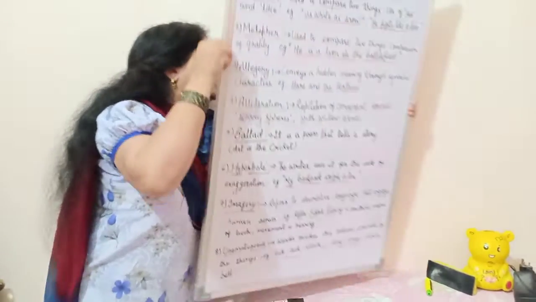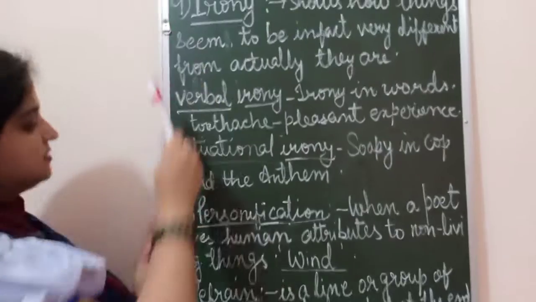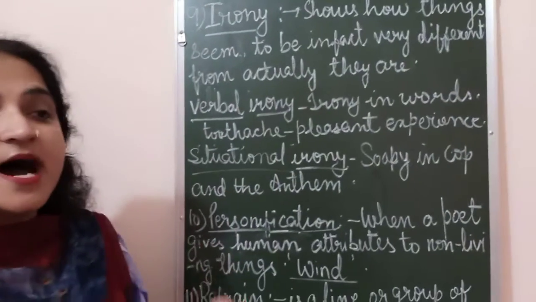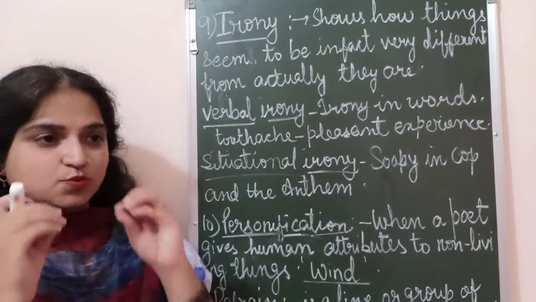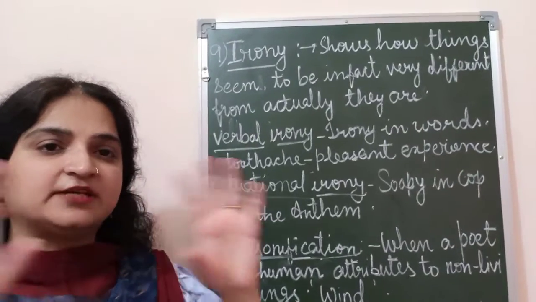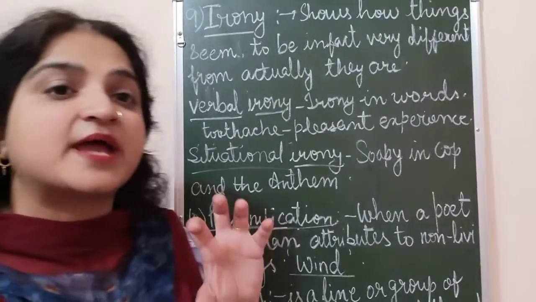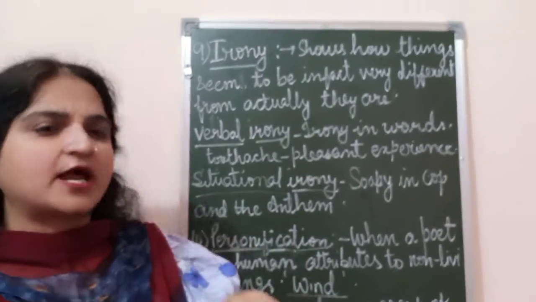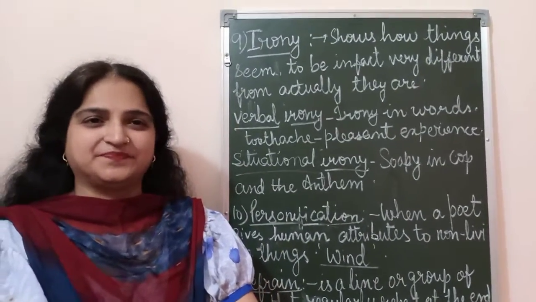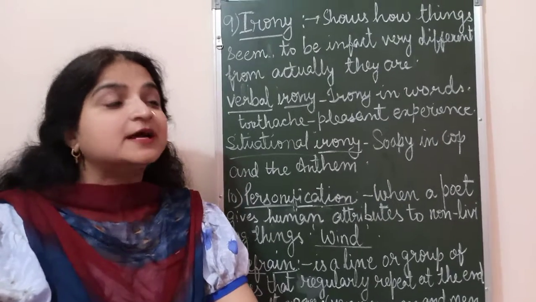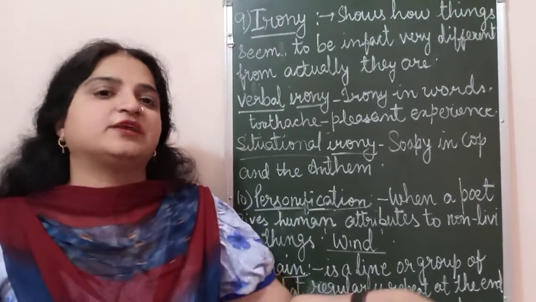Now, some others are also here, like irony. The ninth poetic device is irony. Now, what is irony? Irony means we are saying something and the meaning is something else. Whatever I am saying, the meaning is totally different from its literal meaning. Okay, it shows how things seem to be very different from how they actually are. Like a very fat woman is going, and I say, what a slim trim lady is going. It means I'm just making fun of her by calling her a slim trim lady. Actually, I want to convey that she is very, very fat.